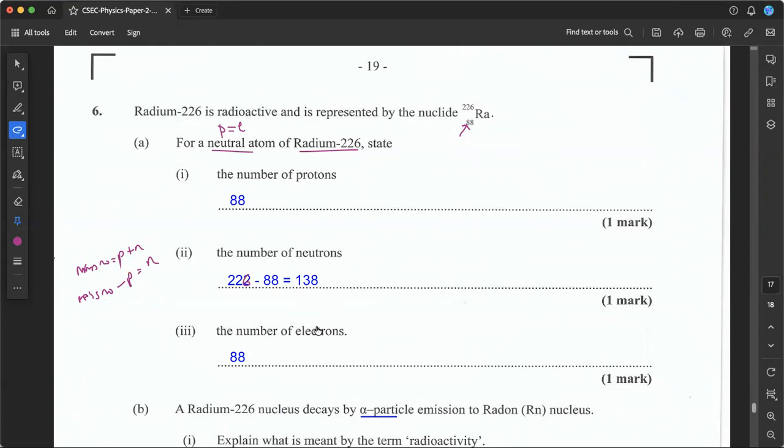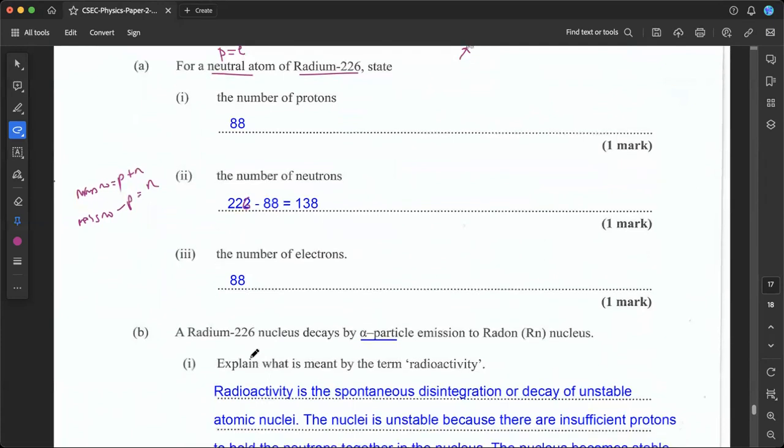All right. So the number of electrons now. Because this is a neutral atom, which they stated up top, we know that for a neutral atom the number of protons is equal to the number of electrons, and we already determined that the number of protons was 88, so we simply put that down here, right? The number of protons and the number of electrons are equal for a neutral atom, okay? All right, so let's go down to part B.